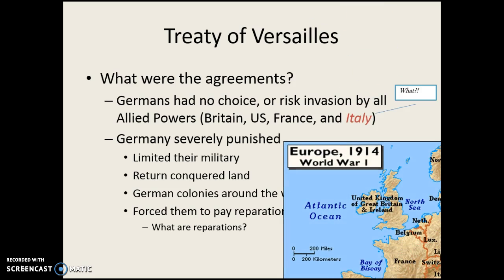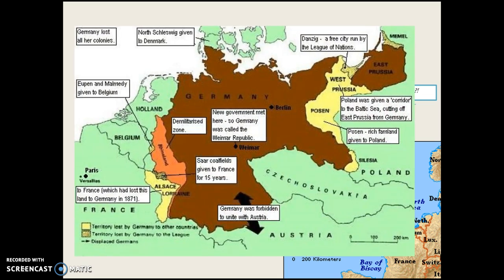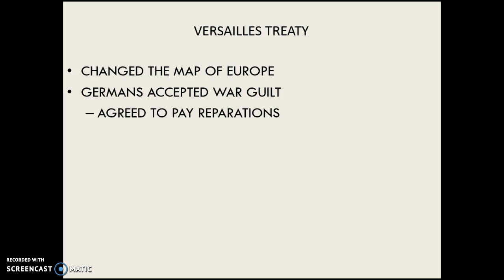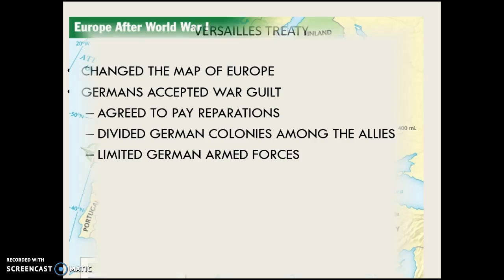Alright, and that picture is messed up, so we'll pull it up here. So this is basically, you can see Germany lost all their colonies, okay? And a lot of this was given back. So you look, territory lost by Germany to other countries, and then territory lost by Germany to Italy. So the brown is still German land. Okay, so this changes the map of Europe, and Germans accept the war guilt, okay?